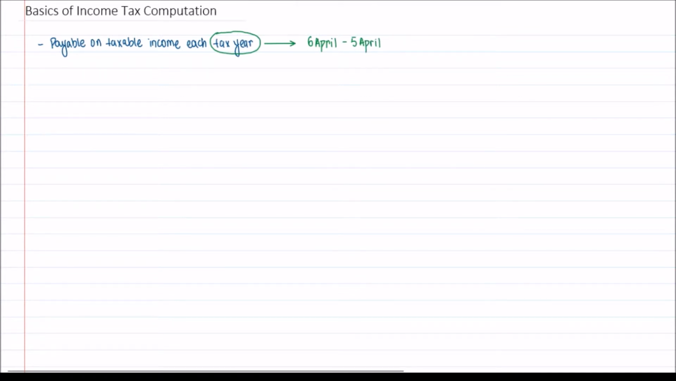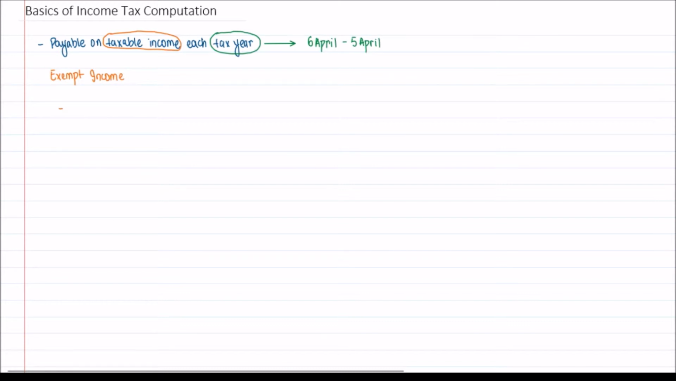Another thing to note here is that income tax is charged on taxable income, which means there may be another type of income too, which is not taxable, right? It is generally known as exempt income. Let's talk about exempt income first. After that, we'll discuss taxable income, okay?